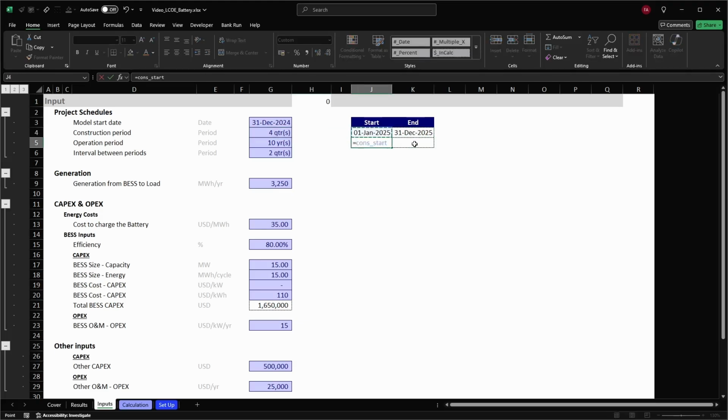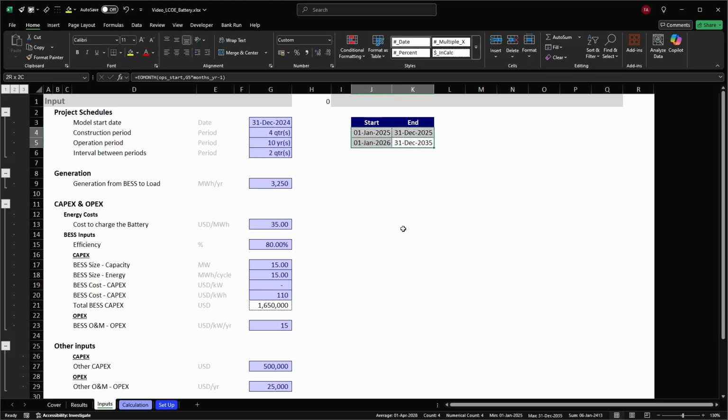Then we're going to have that the first date of the operation period is the end of the construction period plus 1. So 1st of January, and then we're going to have 10 years. It's going to be equal to the end of the month. Start date is the start date of the operations period, comma. We have 10 years times months in a year minus 1, close parentheses, and enter, and that's where I'm going to finish.